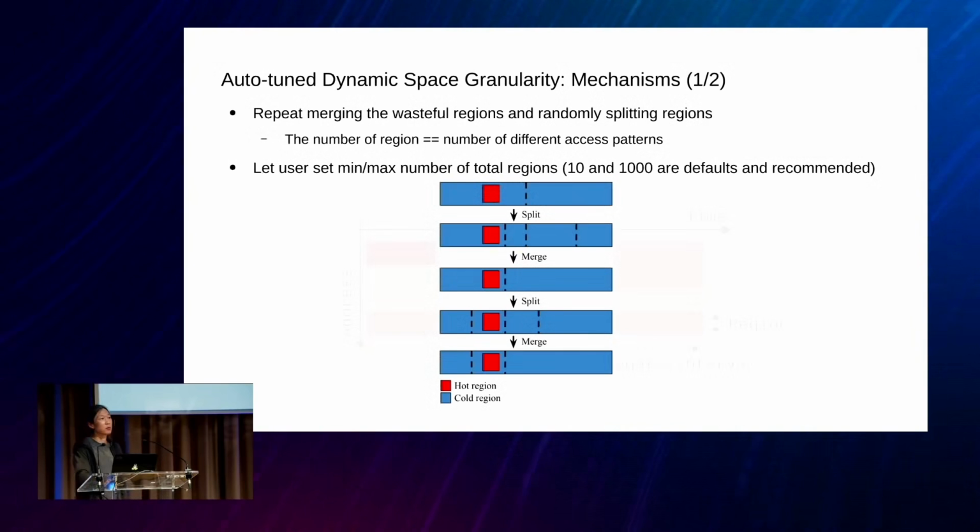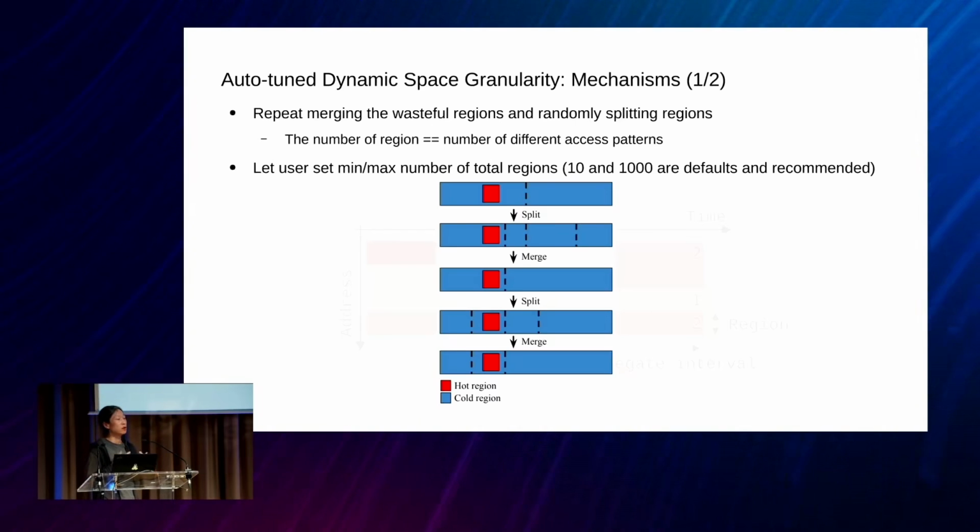And therefore, we have implemented a very simple but effective mechanism. That is, we repeatedly find if the adjacent regions are having similar access frequency or not, and if so, because those are just wasteful, we merge those into one region. And also, because there could be some dynamic access patterns coming out, we keep randomly splitting the regions periodically in the same interval as the merging. As a result, once the splitting and merging emerge, the regions will represent the real access pattern of the given workload.